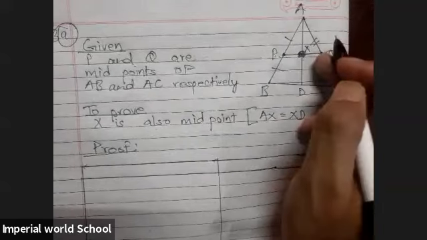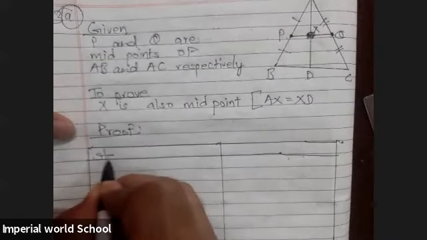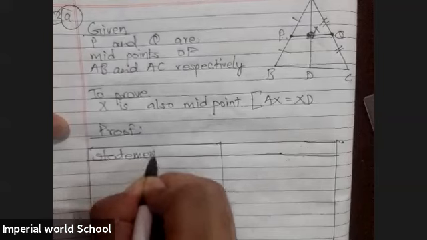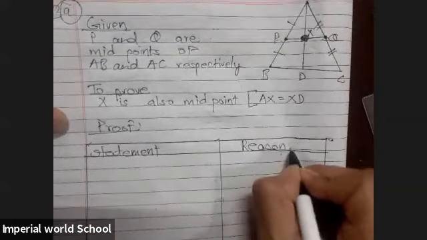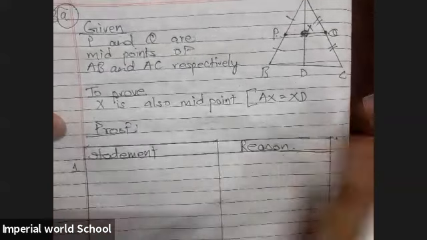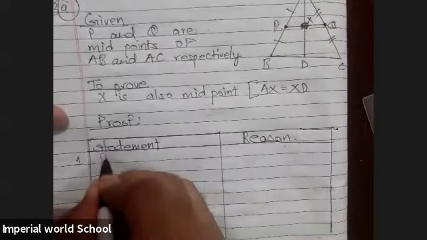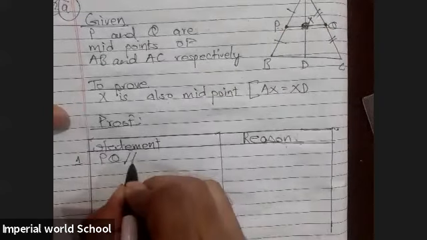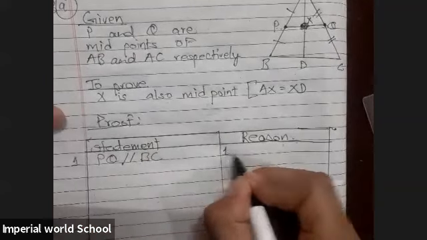Question is asking like this. Yes, if it is yes, then how? We are supposed to show that, and to show this how, we are going to do one theorem here. So you can see here it is statement, and this one is reason. Okay, first what we are supposed to do is, in number one we are going to write here, because P and Q are the midpoints, so we can say PQ is parallel to BC. So why PQ is parallel to BC?